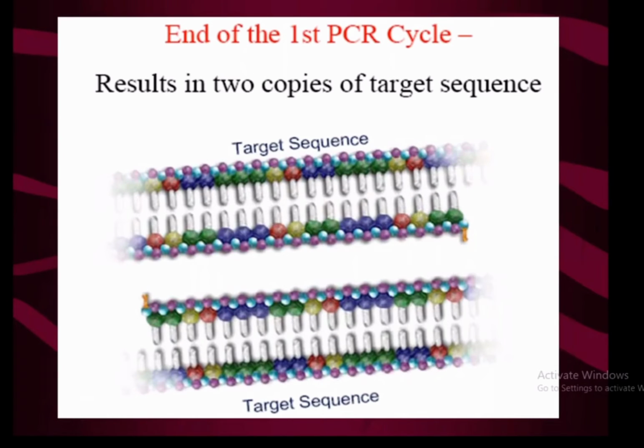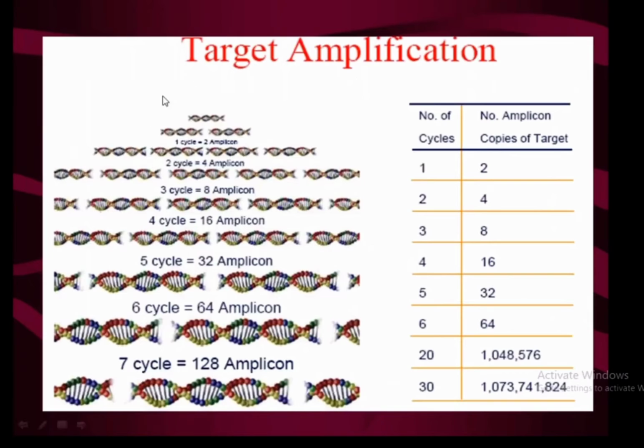The end result of the PCR cycle is that you get 2 copies of DNA. That is, 1 copy will produce 2 copies of DNA. So what we do in PCR is that if we have 1 initial copy, then we'll get 2 copies. If we have 2, then we'll get 4. 3 will get 8 copies. 4 will get 16, and so on and so on.